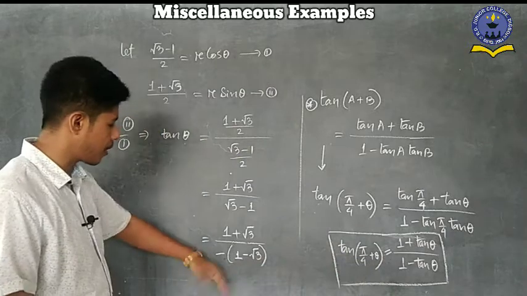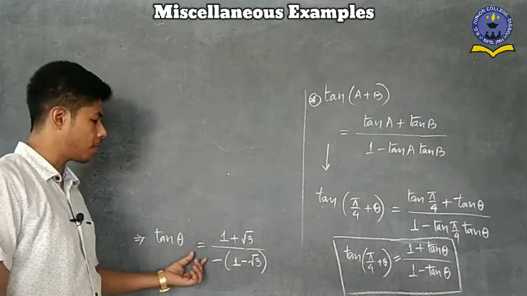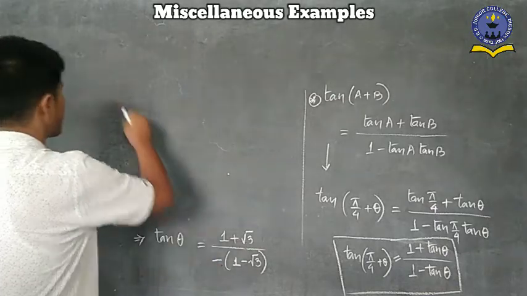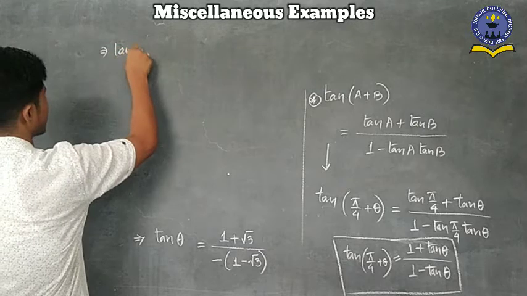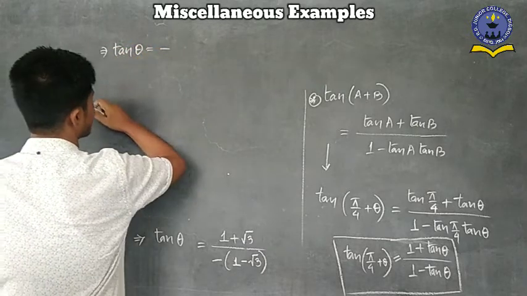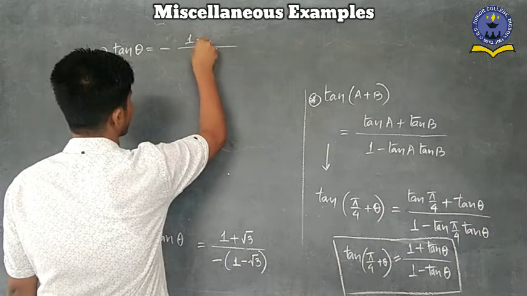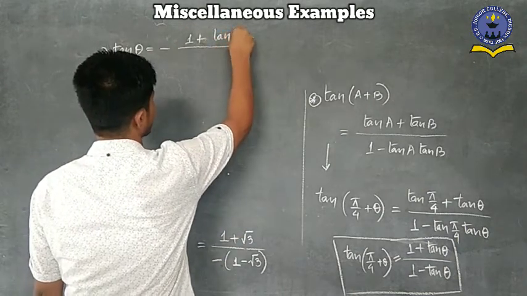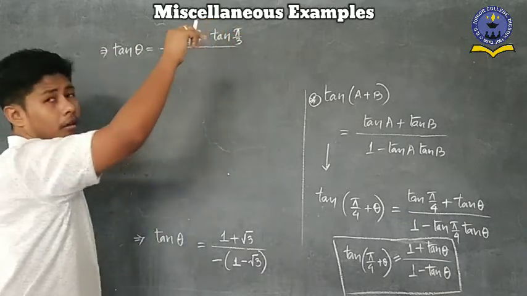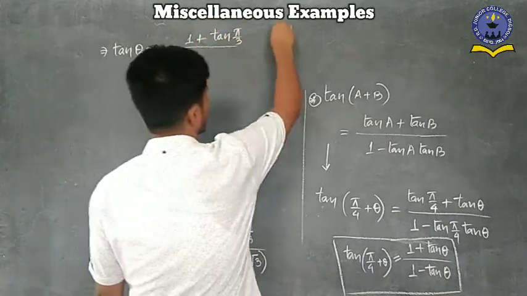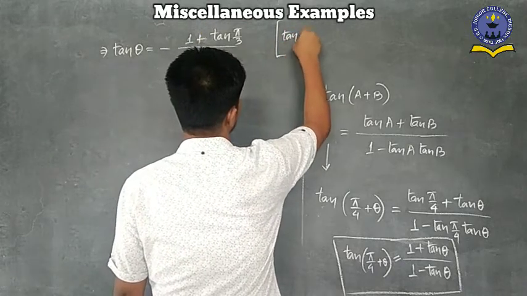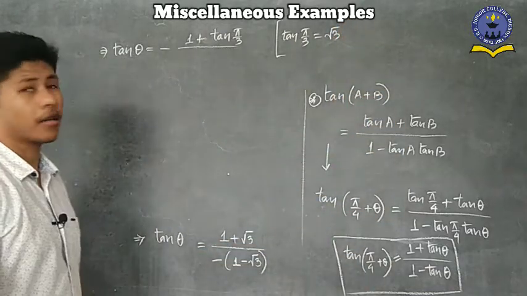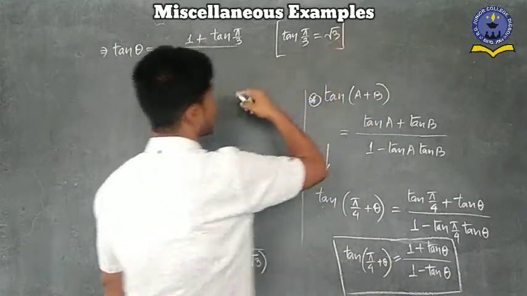Now let's see how we can rearrange this result. Tan theta equals how much here? 1 plus root 3 divided by minus common, then 1 minus root 3, isn't it? So if we write this again, tan theta equals minus, and at first we keep 1 the same, then in place of root 3 we can write tan pi by 3. Can we write that? Because the value of tan pi by 3 is root 3. So that's why in place of root 3 we write tan pi by 3.